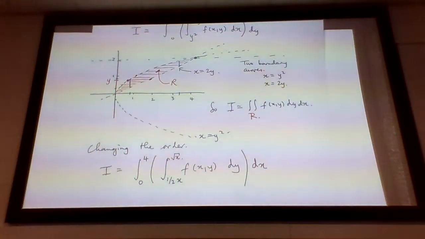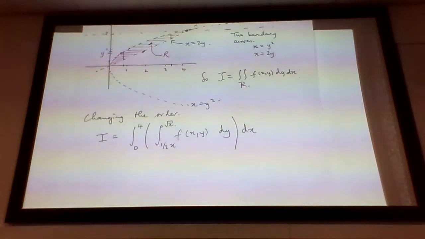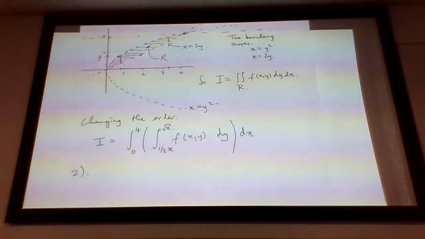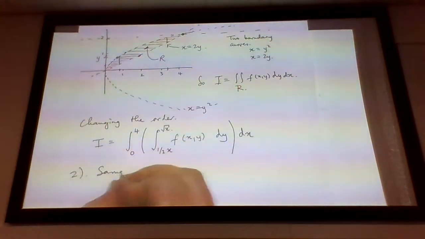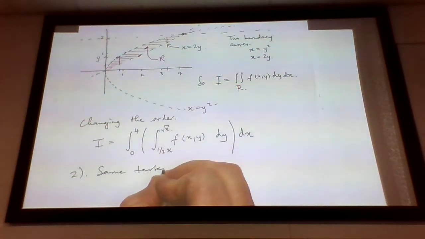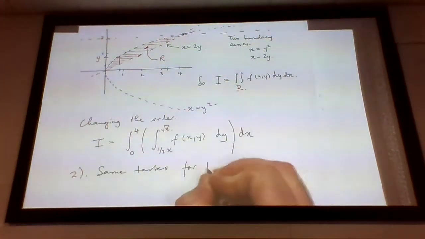So let's do one more example before we move on to the other topics. So the same tasks for this integral.